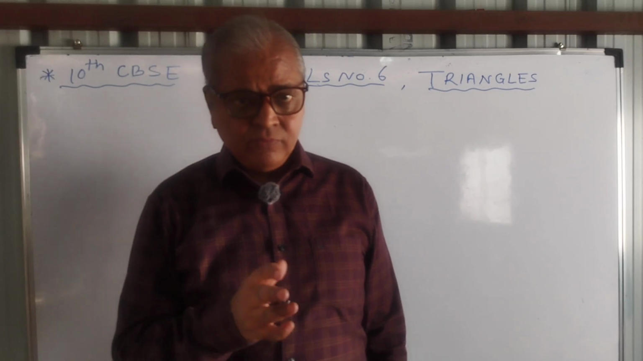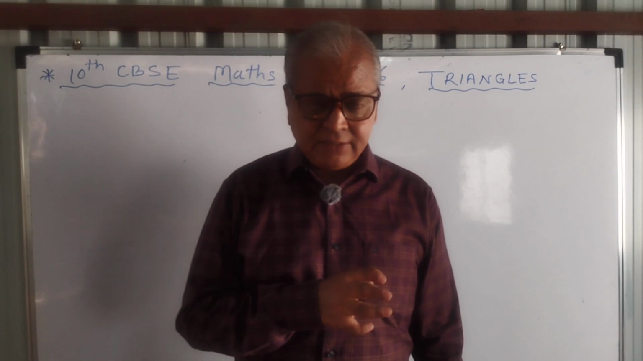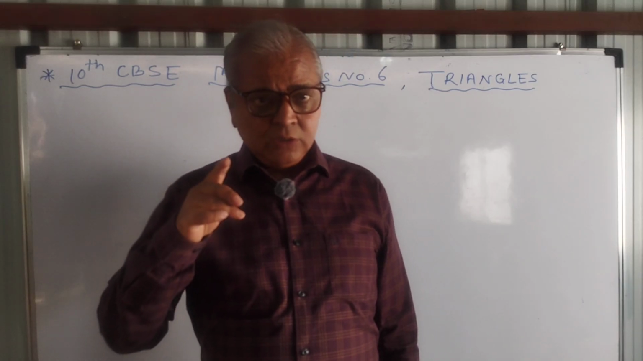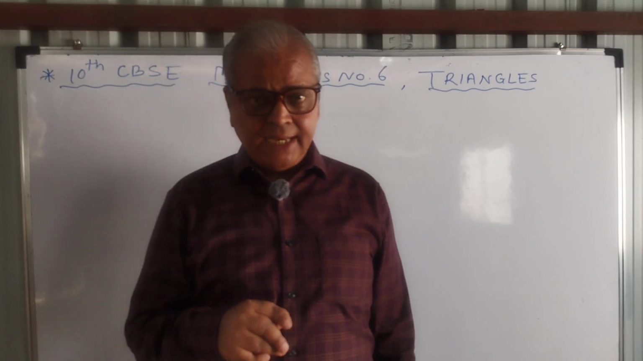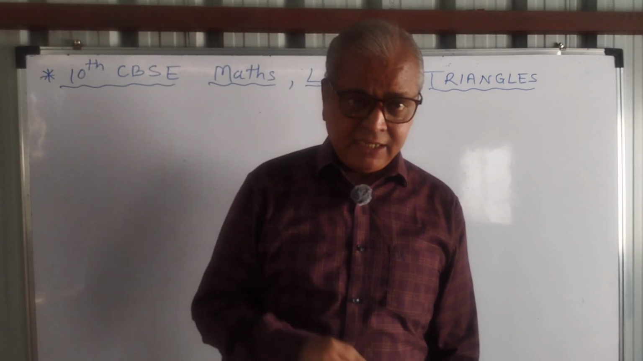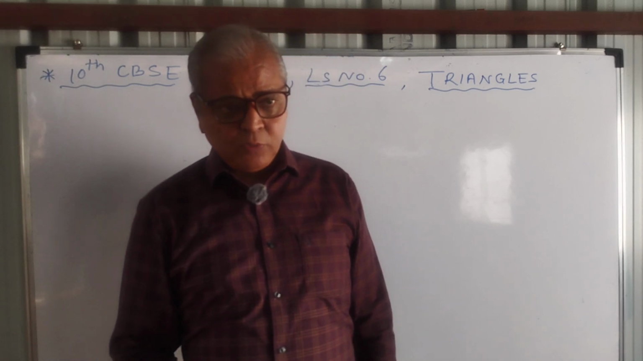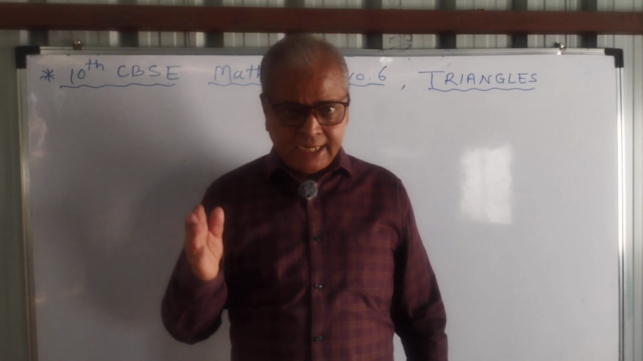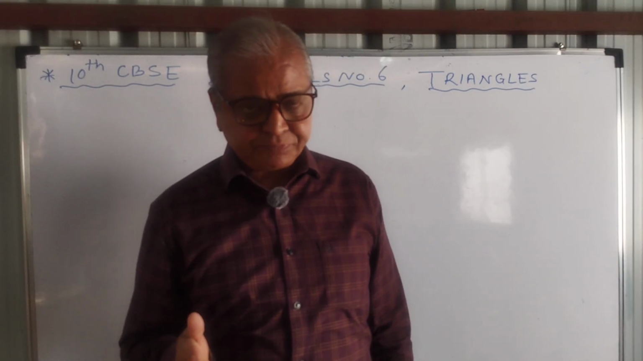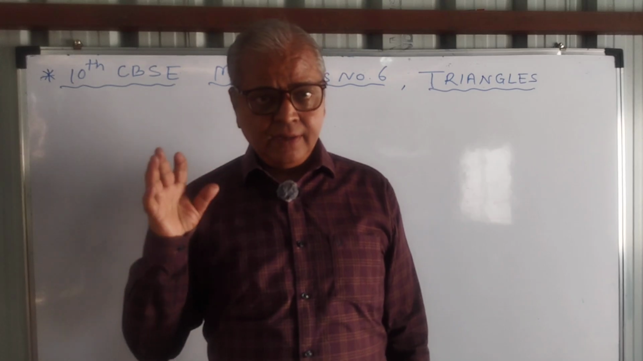And now we will learn similar triangles or similar figures. When two triangles or two figures are similar, then their corresponding angles are congruent and corresponding sides are in proportion. What is meant by sides in proportion? It means the ratio of corresponding sides has to be equal.